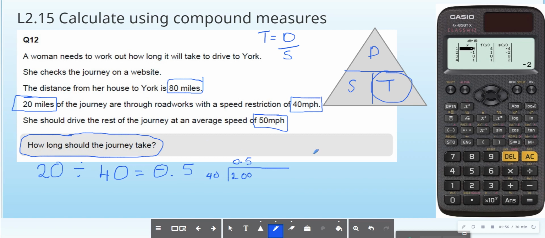But we're talking about time here. So 0.5, if we refer back to our fractions, is a half. And half an hour is 30 minutes. So the roadworks part is going to take 30 minutes.